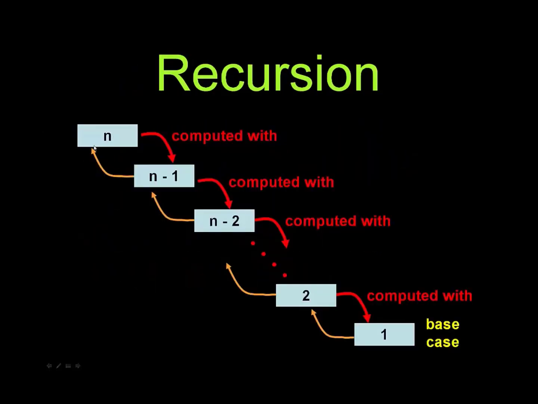Typically, you start with a problem of size n, and you are able to compute this n with some problem of size n-1, and so forth, right? In the end, you end up with a small number, normally 1 or 0, and this is the base case. Okay, and because of that, you are able to reconstruct the answer for n.